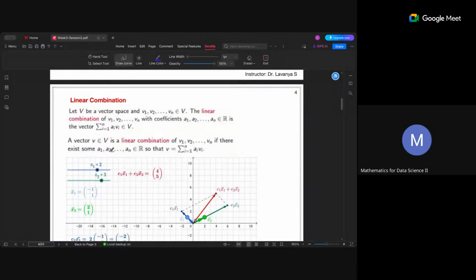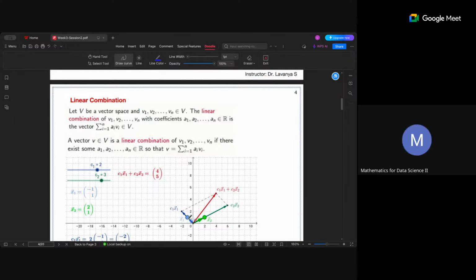So what are the two operations we know so far with vectors? One is vector addition, the other one is scalar multiplication. Only these two are what we know. Linear combination is nothing but a combination of vector addition and scalar multiplication. That's all. So for example, let us say you are having the vector x1. What is the vector x1? Can you tell me?